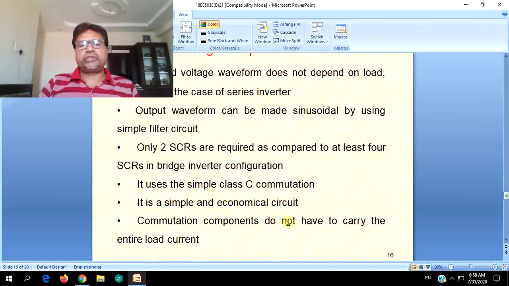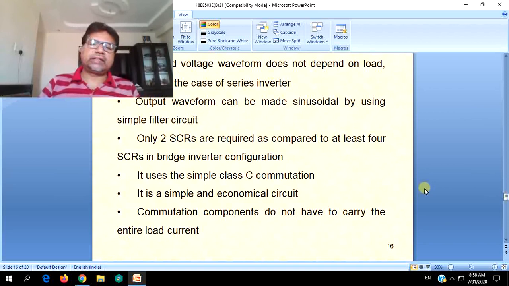Commutation components do not have to carry the entire load current. In a series inverter, they carry the load current, so the rating should be higher. But in this case, the capacitor and load are connected on the primary side, where the load is connected through the secondary side, so they are not carrying the load current, and they can be designed to have lesser current ratings.